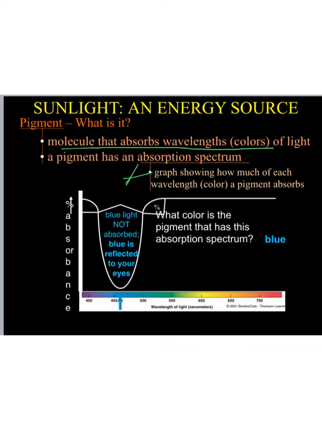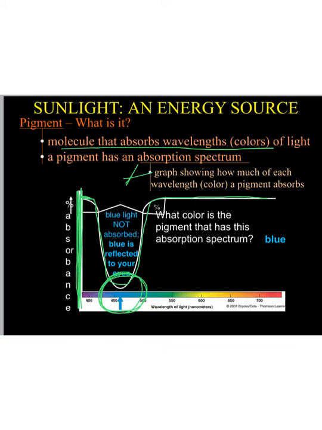So for example, if we have a graph that looks like this, I'm going to highlight the graph in green that we are looking at. It has very high levels of absorption in all areas except this blue region down here. This is percent absorbance on the y-axis, so this shows you what percentage of light is absorbed by this pigment.